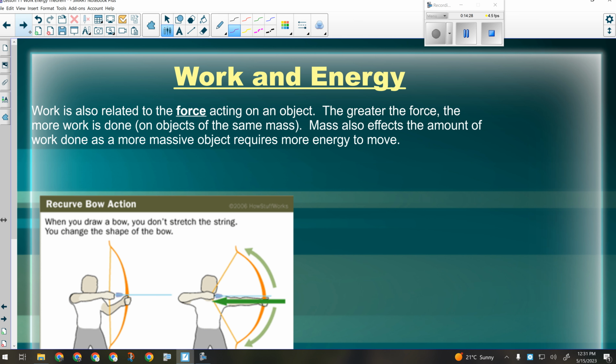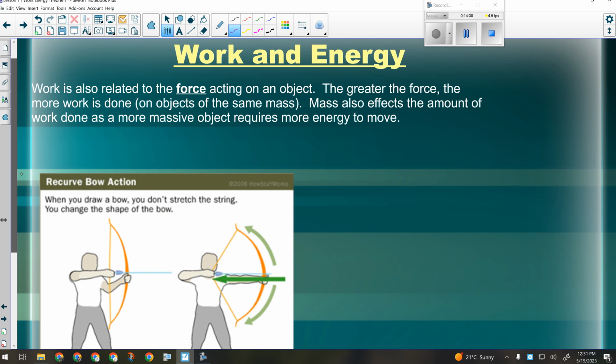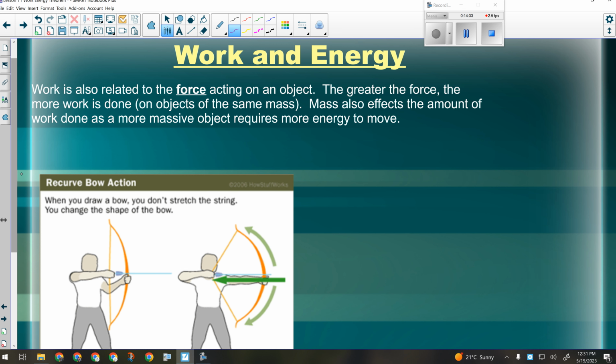Work is related to the force acting on an object. The greater the force, the more work you are going to do because of this formula: work equals force times distance. So the greater the force, the greater the distance. The more force you can exert, the more work you can do. So the stronger you are, the better. Mass can also affect the amount of work done, because if something has more mass, it can have more energy. Mass is a part of energy, so the more massive something is, generally the more energy it can have.